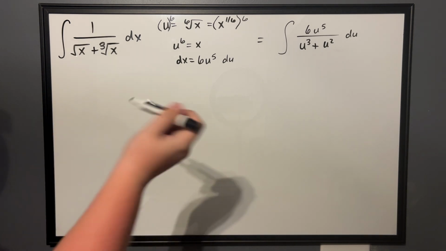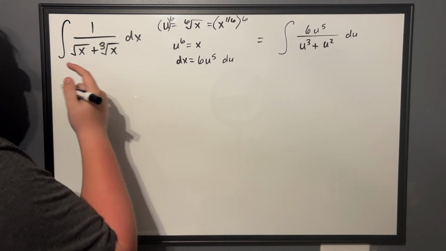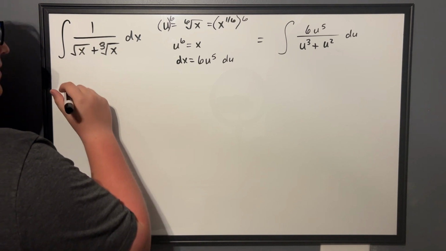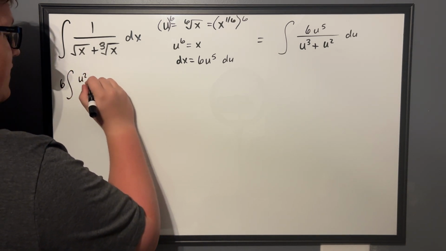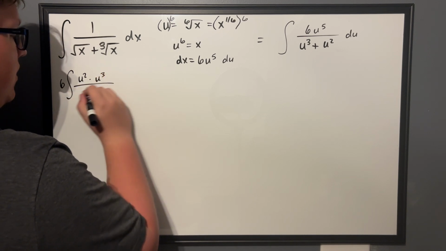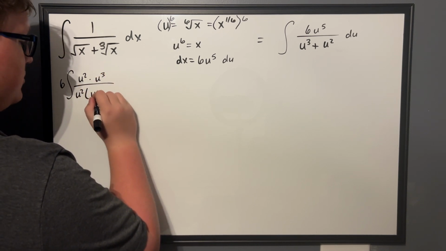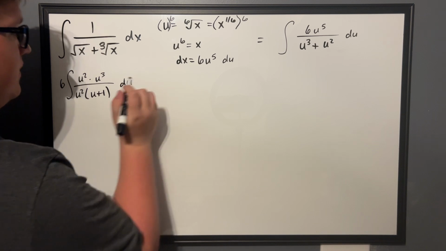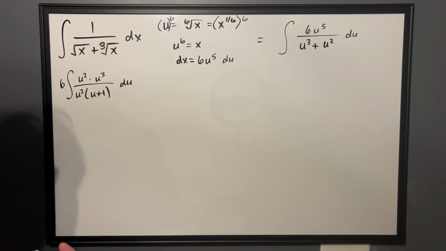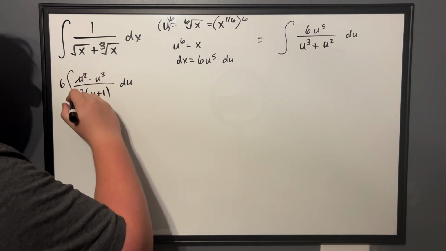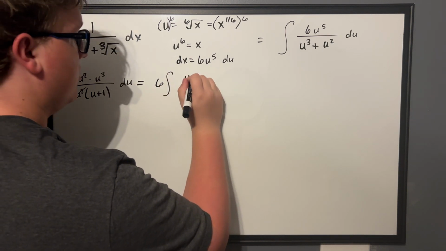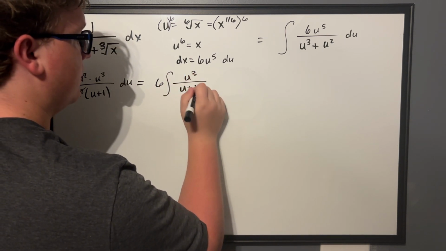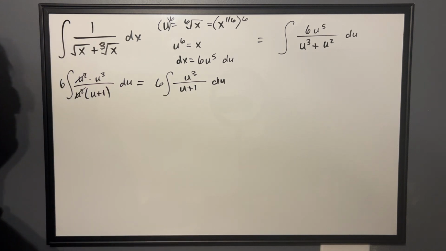So what I'm going to do is pull the 6 out front, and I'm also going to factor out a u squared from the top and the bottom. So we have 6 times the integral of u squared times u cubed over u squared times u plus 1 du. So that's just factoring u squared out of everything. And the nice thing now is that these will cancel out. So what we have is 6 times the integral of u cubed over u plus 1 du.